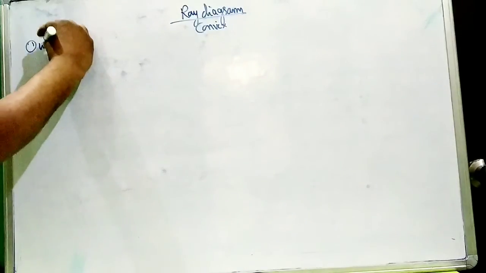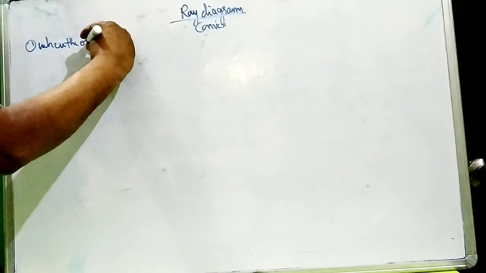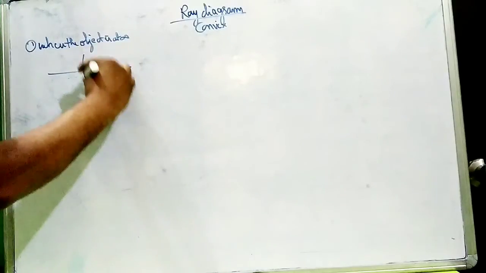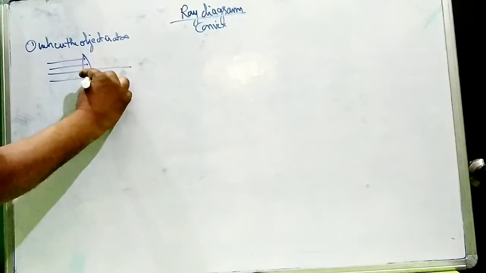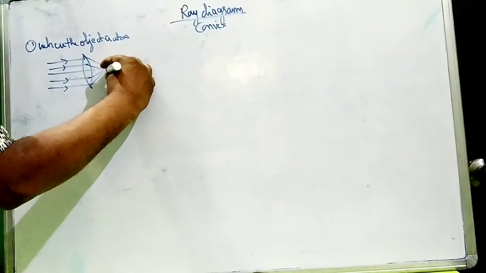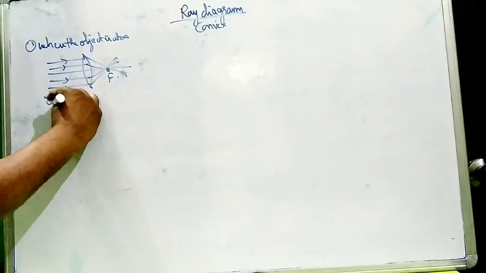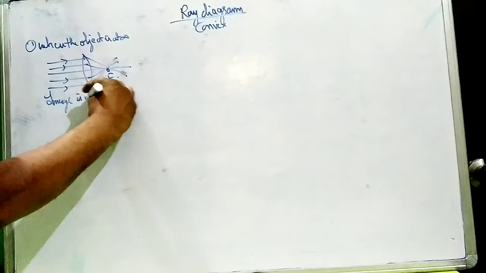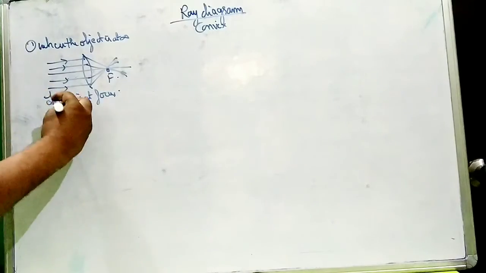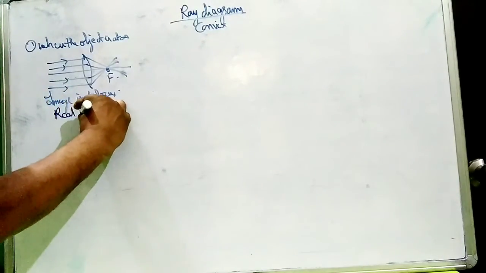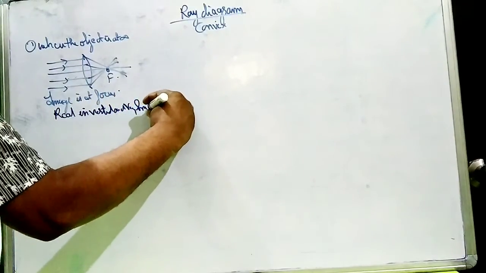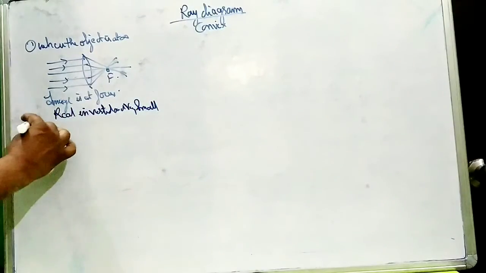Number first, when the object is at infinity. So when the object is at infinity, these are the incident rays. After refraction, it will pass through focus. So the image is at focus. And what is the formation of the image? It is real, inverted and very small.